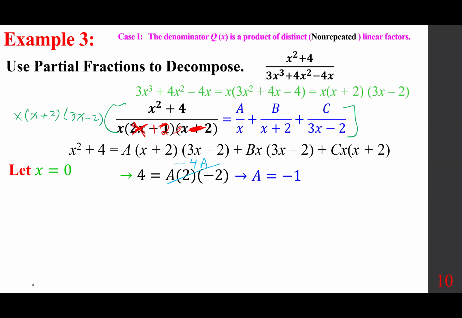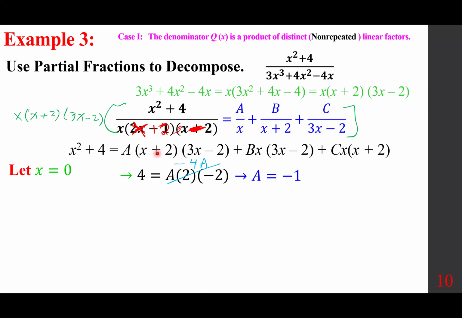Otherwise, you have to multiply these two, and then you have an x squared. You have to multiply these two, you have x squared. You have to multiply these two, you have x squared. You put the coefficients of x squared together, and it must be equal to 1. You do the same thing with the x. The coefficient of x is missing, so it must be 0, and then the constant.